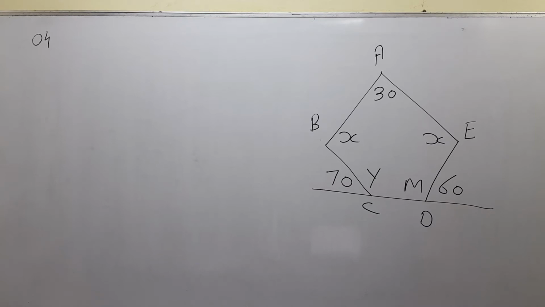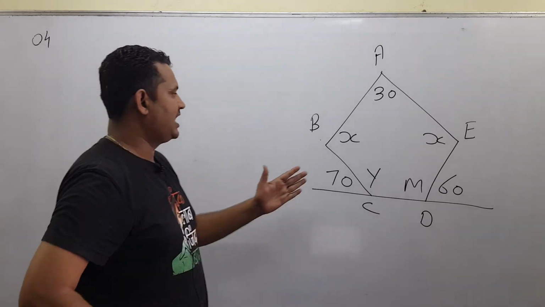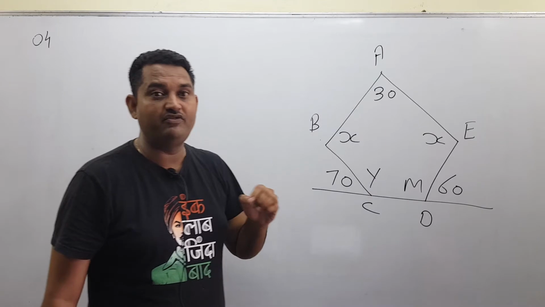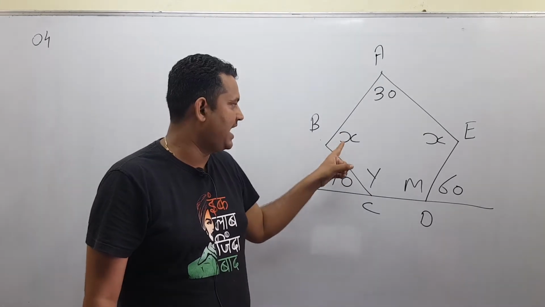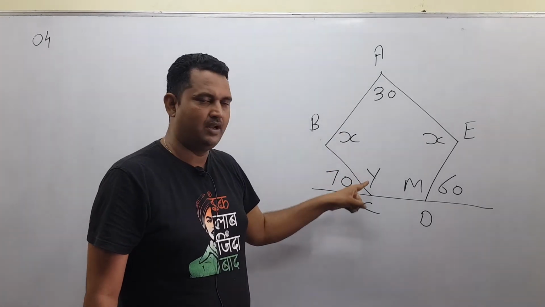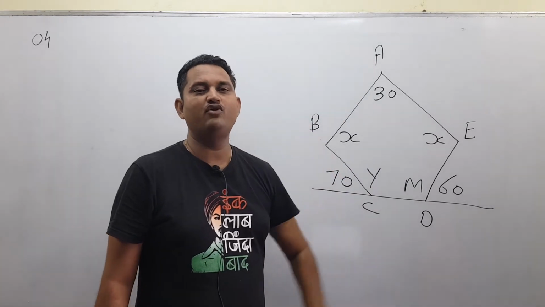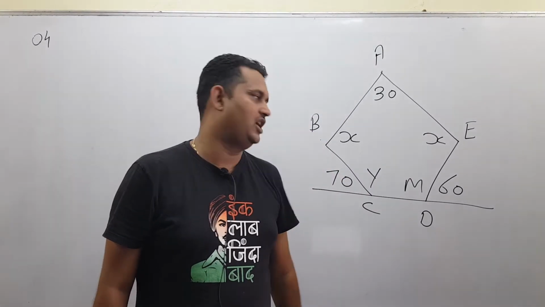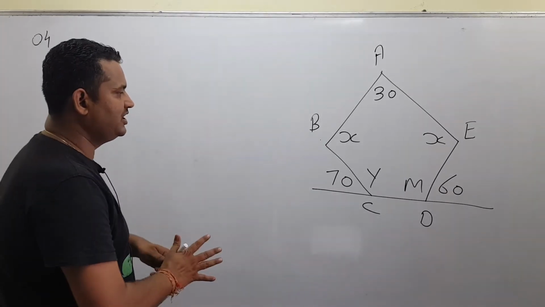Good morning, student. So this is our lecture number 4 of understanding quadrilateral. A diagram is given in front of you and you have to find the answer of these variables. What are the variables? X is a variable, y is a variable, m is a variable. You have to find the answer of x, y and m. चलिए आइए देखते हैं. Now बच्चे understand this concept.